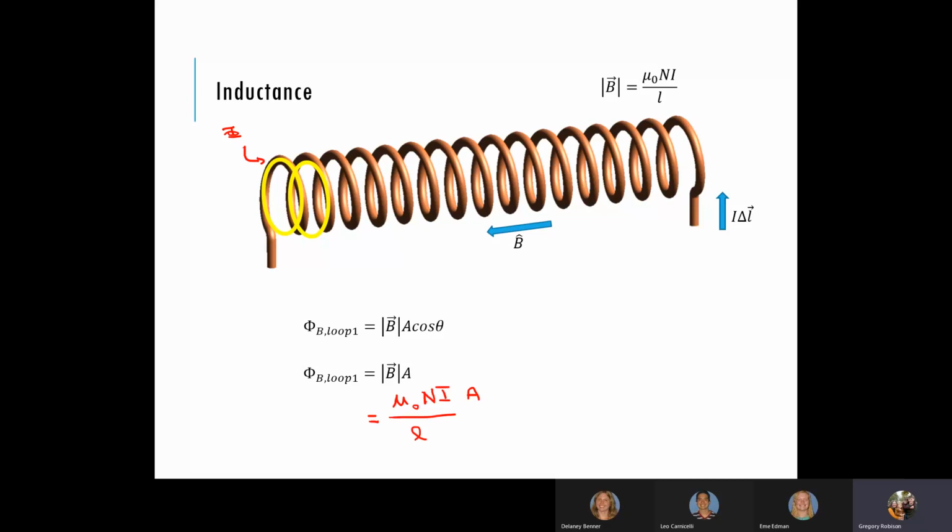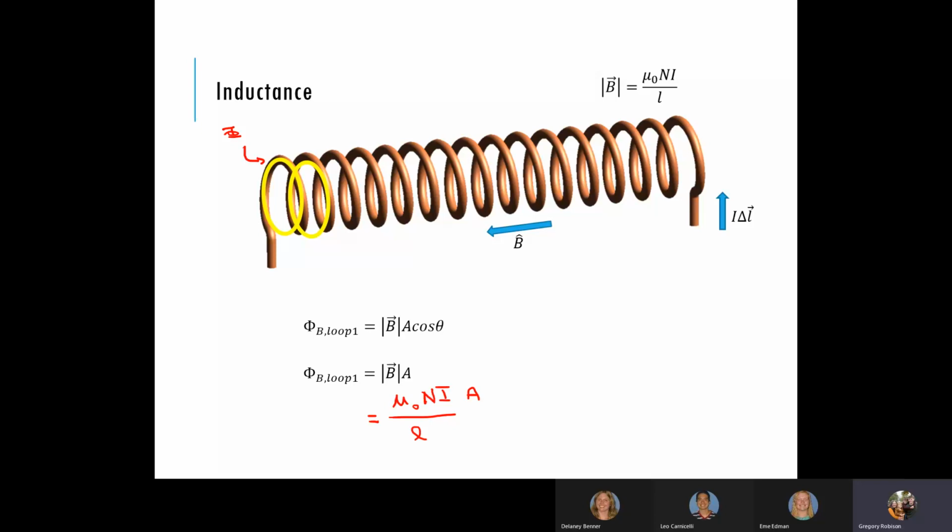Is this expression for one loop, or is it for the entire solenoid? Well, that's a good point. This expression is for one loop. But I like the point that you've raised. Does it matter which loop I choose in the solenoid? Should there be anything special about the last loop versus a loop halfway through?